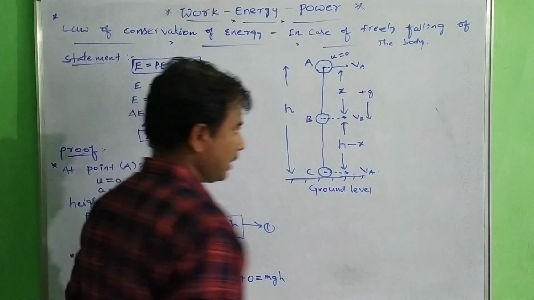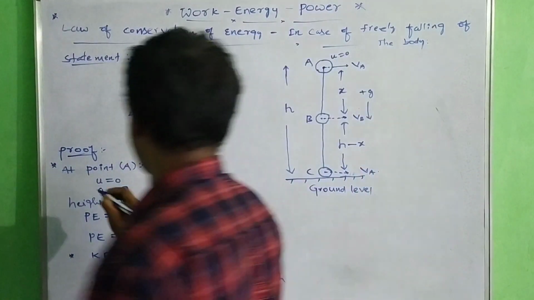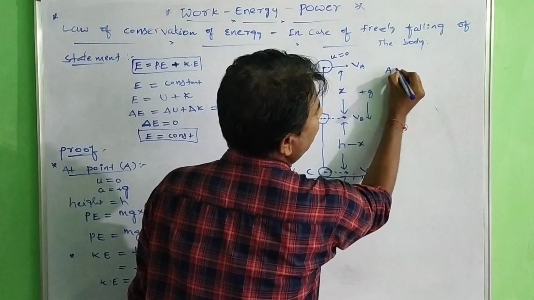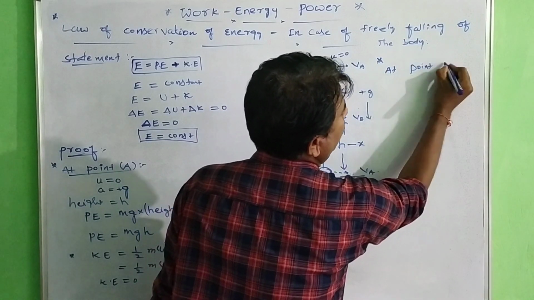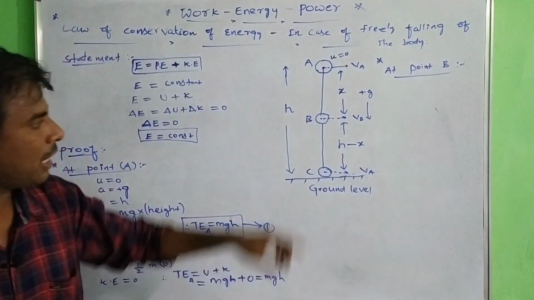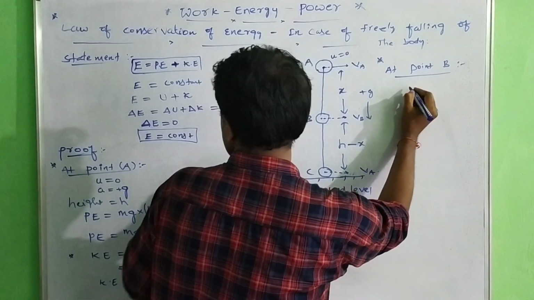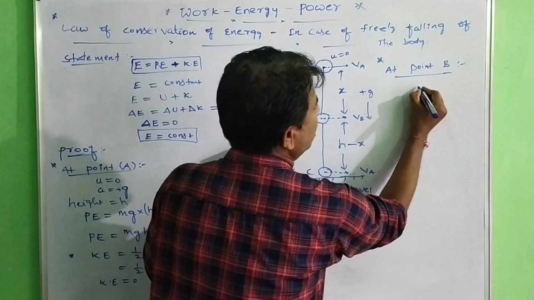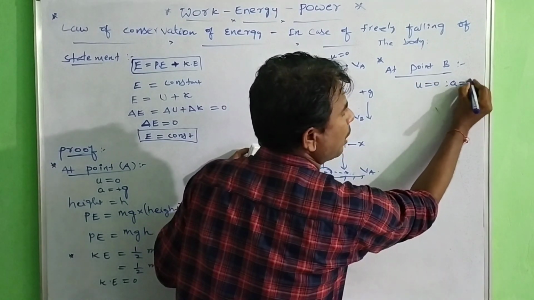The first one is at point A, and the second one is at point B. Now calculate the total energy at point B. Again, the initial velocity u equals 0 and the acceleration due to gravity a equals plus g.